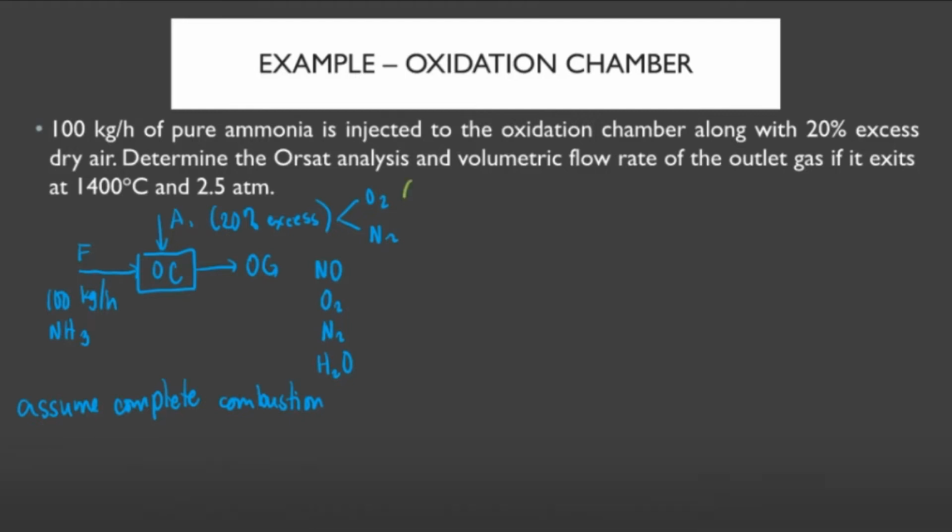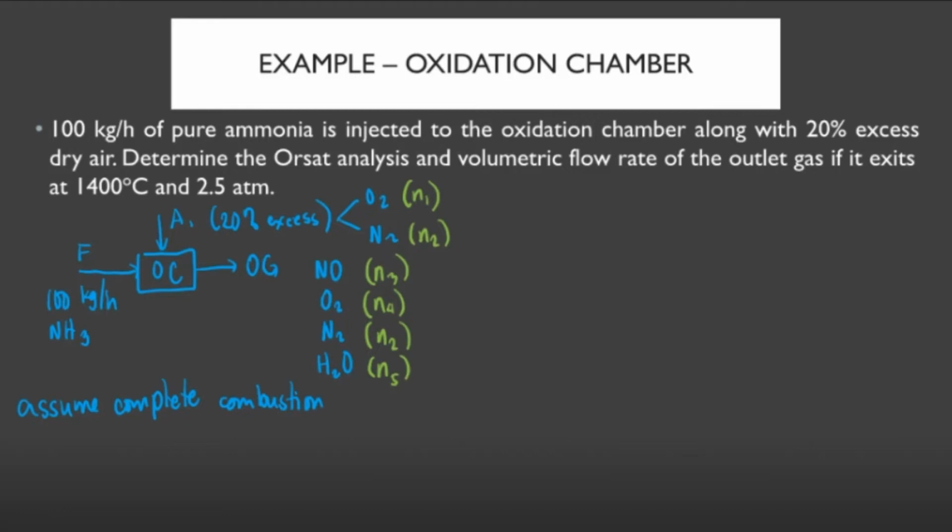O2 is N1, N2 is N2, NO is N3, oxygen in the effluent is N4, nitrogen in the effluent is still N2. Remember that nitrogen here is an inert, so whatever nitrogen gas enters in the air is also the nitrogen gas exiting in the oxidation gases. This is also true because in our main reaction here, nitrogen gas is not being produced. And finally, water is N5. Our approach here is relatively straightforward.